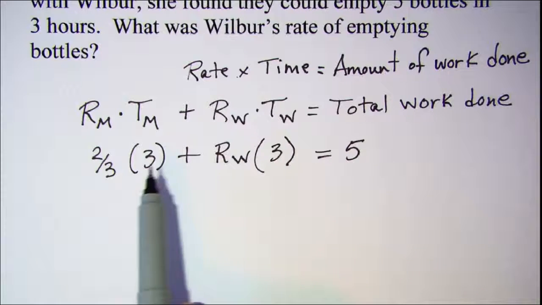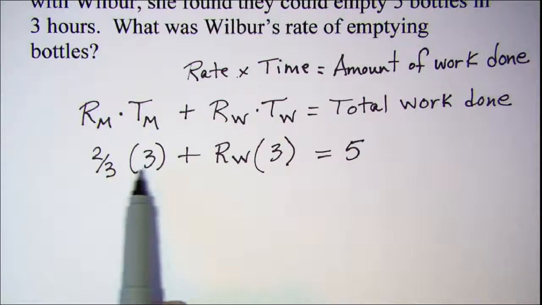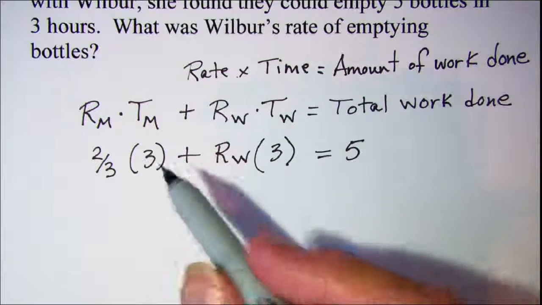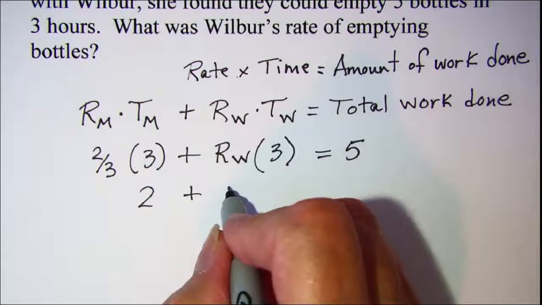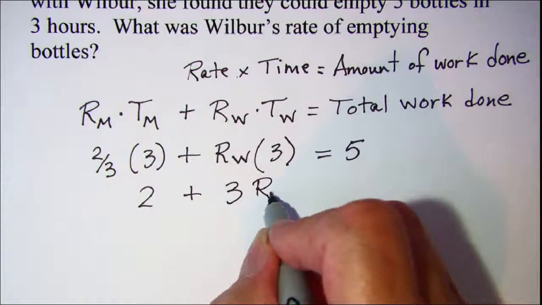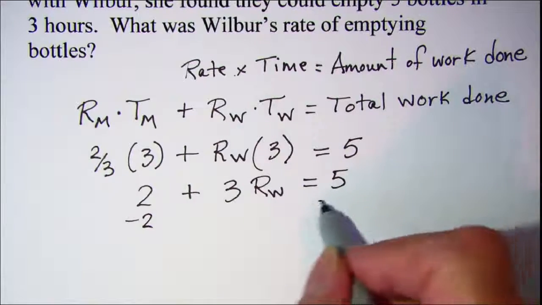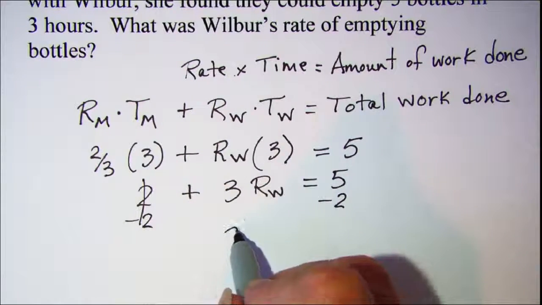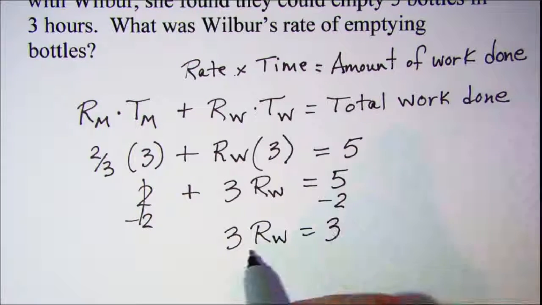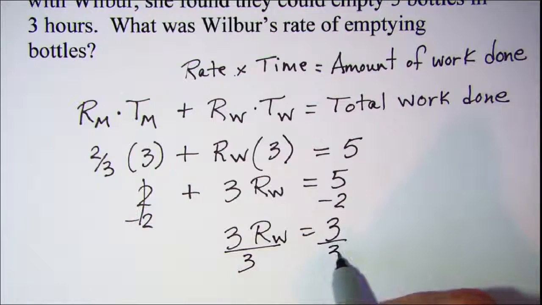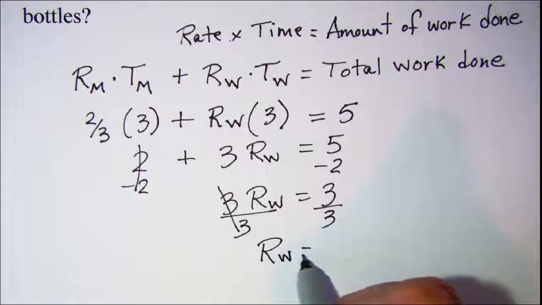All right, our equation now just has this one variable, R sub W. So I'm going to go ahead and do the math here. 2/3 times 3 is 2. Plus, and then I'm going to write this with the coefficient in front, 3RW equals 5. Subtract 2 from both sides. These will cancel. And 3RW equals 3. Divide both sides by 3. These will cancel. And looks like RW is equal to 1.